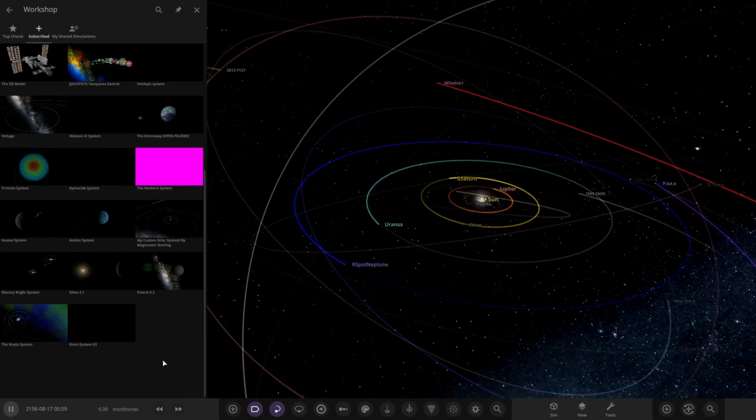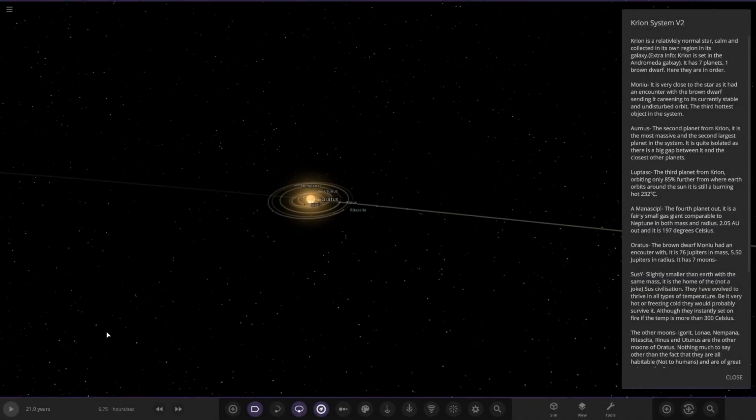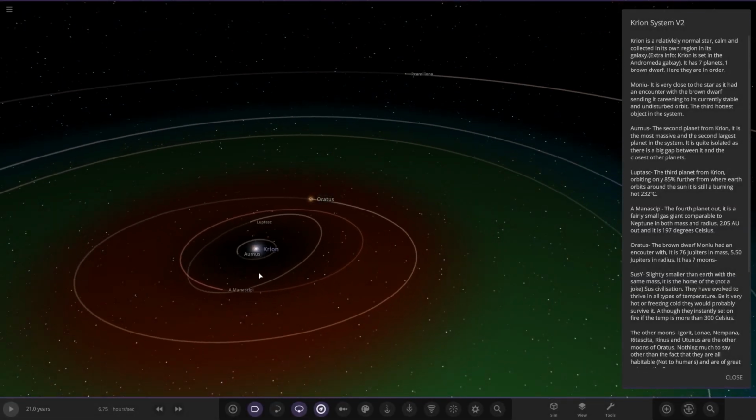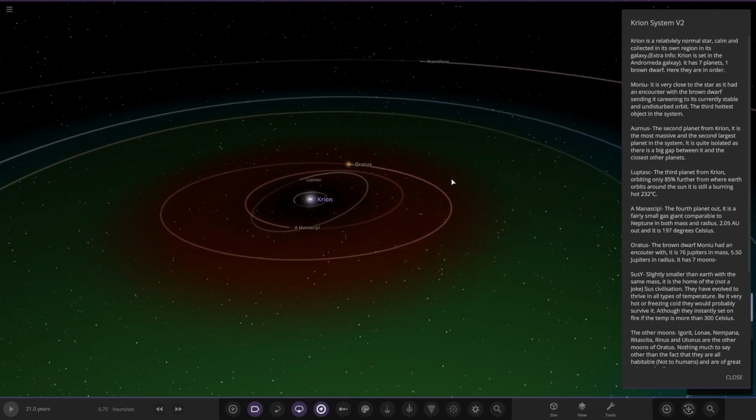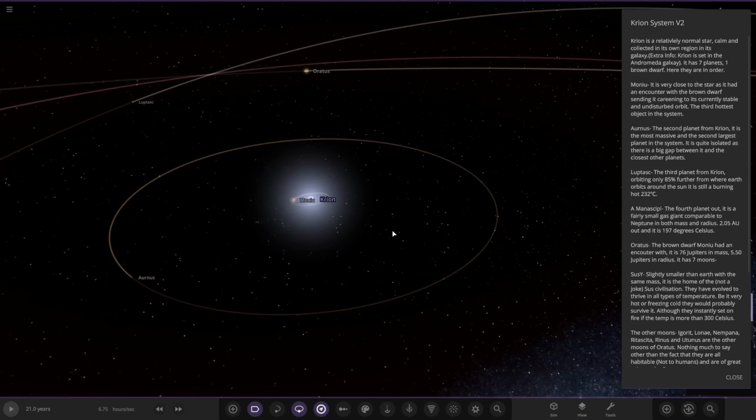So it's on the workshop, yep, all ready to rock and roll. So let's see what we have got here. Okay, right, Cryon System. Cryon is a relatively normal star, calm and collective in its own region and its galaxy. Extra info, Cryon is set in the Andromeda Galaxy. It has 7 planets, 1 brown dwarf. Here they are in order.